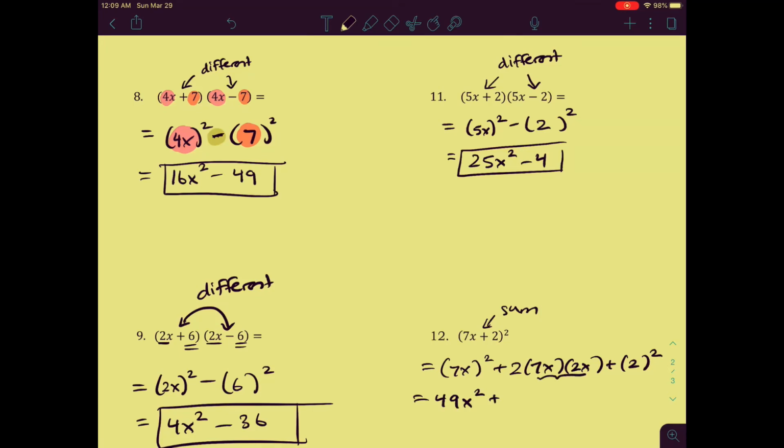Oh, I made a mistake. That shouldn't be a 2x, right? This should just be a 2. Sorry about that. So if you carefully multiply this out, right, 7x times 2 is just 14x. And so this would be 2 times 14x plus 4. And then this will become 49x squared plus 2 times 14x is just 28x plus 4. And this would be your final answer.